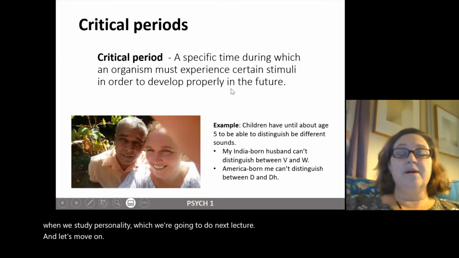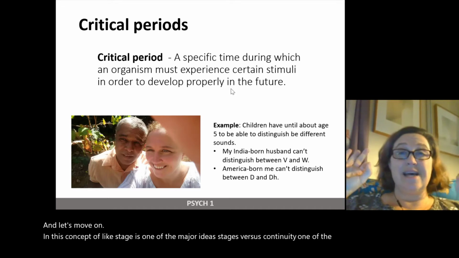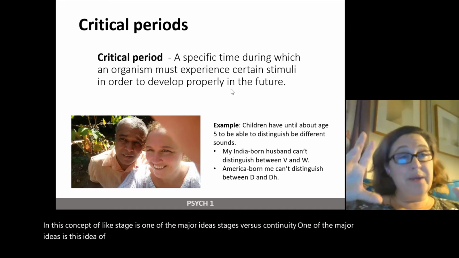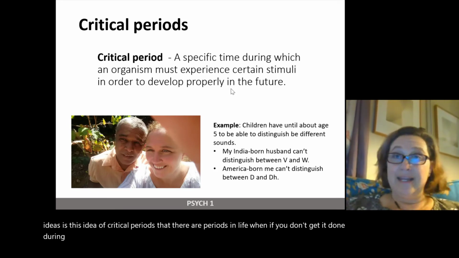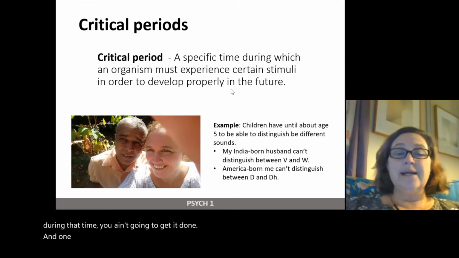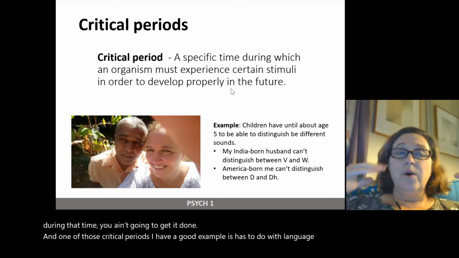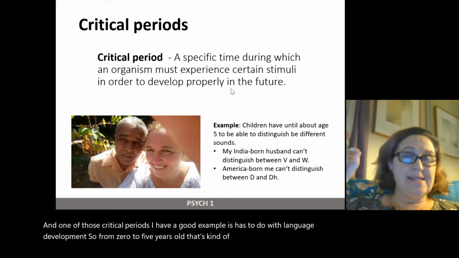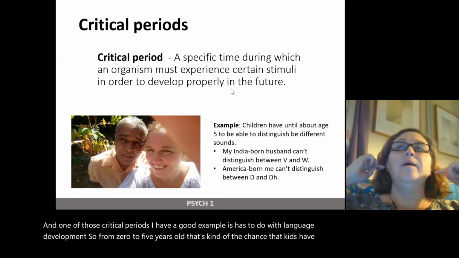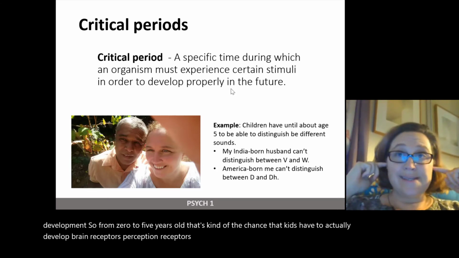In this concept of stages, one of the major ideas is this idea of critical periods. That there are periods in life when, if you don't get it done during that time, you ain't going to get it done. One of those critical periods, and I have a good example, has to do with language development. From 0 to 5 years old, that's the chance that kids have to develop brain receptors, perception receptors, for certain sounds in language.